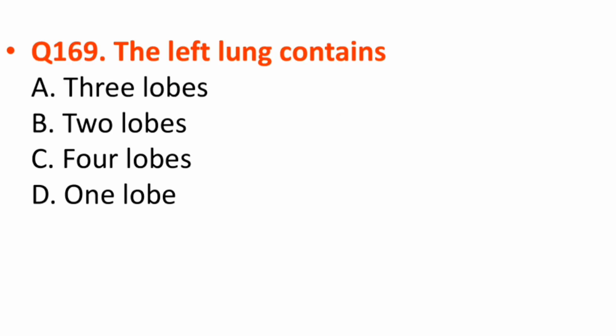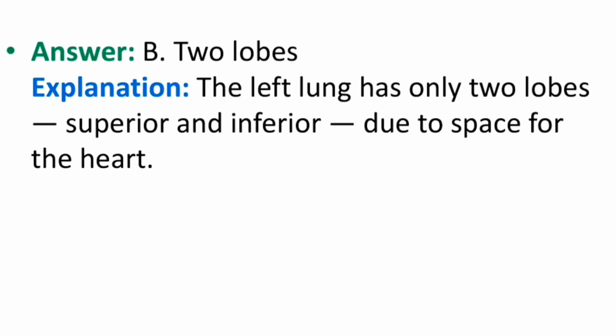The left lung contains option A 3 lobes, option B 2 lobes, option C 4 lobes, option D 1 lobe. The correct answer is option B, 2 lobes. The left lung has only 2 lobes, superior and inferior, due to space for the heart.